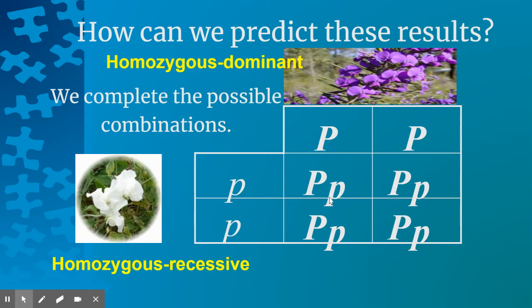So the only possible genotype for the offspring is what? The only possible genotype for the offspring is big P, little p. The only possible phenotype for the offspring is what? The only possible phenotype is purple.